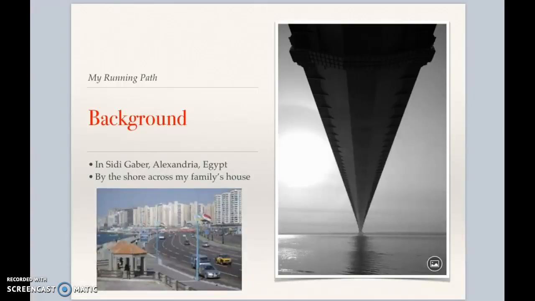So just a little background information. My running path is in Sidi Gaber, Alexandria, Egypt, by the shore across from my family's house. Often I enjoyed running along the shore and by the waters where the scene was nice. Nothing is like running by the shore in Egypt, by the way. Sometimes I would run to church as well nearby where all my friends would gather and play soccer. Moreover, it is a very populated area in Egypt, so I was never by myself along the water.